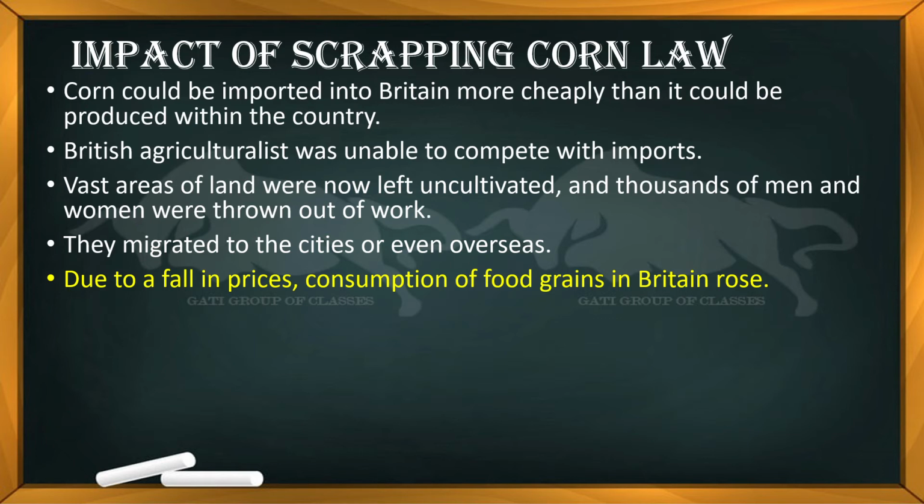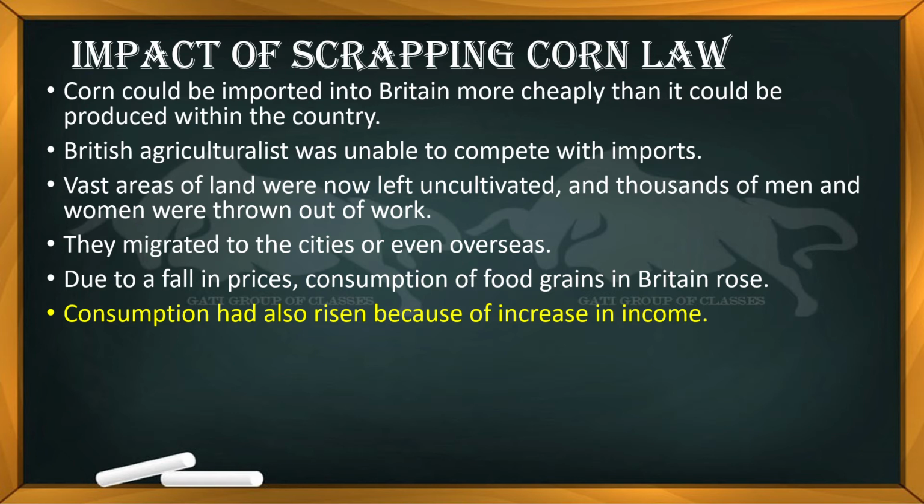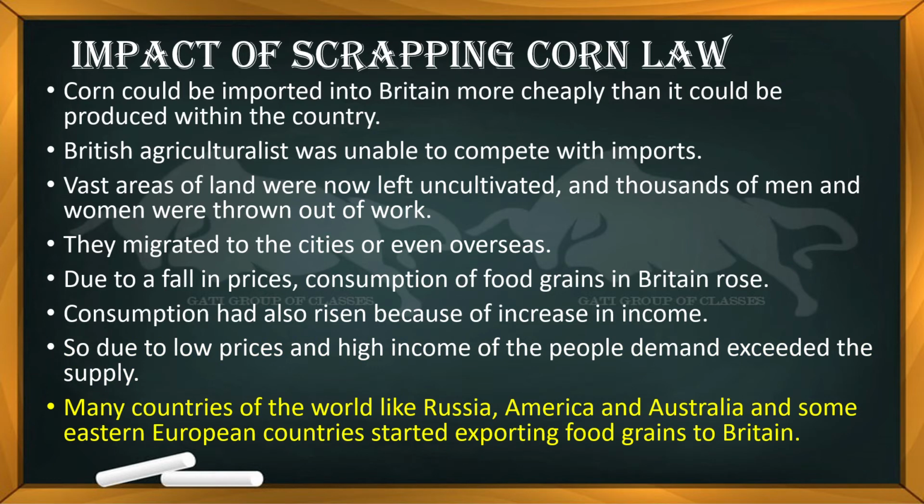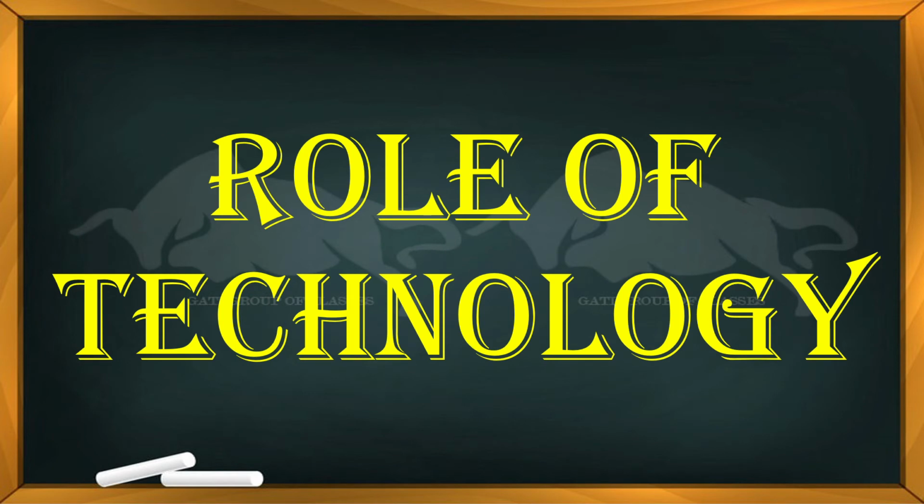But due to the fall of prices, the consumption of food grains also rose in Britain, and consumption rose because of one reason, that is the increase in income. Because now Britain had started to import corn, or food grains, from other countries. Even due to low prices and the high income of the people, demand exceeded supply. Supply was less, but demand was higher. So other countries like Russia, America, Australia, and many Eastern European countries started exporting their food grains to Britain.